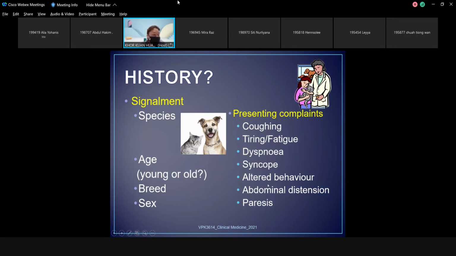Sometimes these patients at the end stage of the disease will come in presenting with abdominal distension. But abdominal distension has many other differentials also, so you just need to find out which one it is. And some of them may have paralysis.